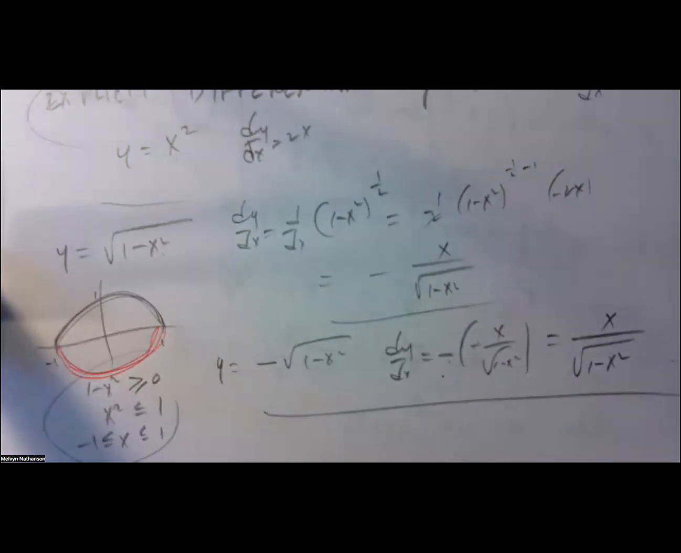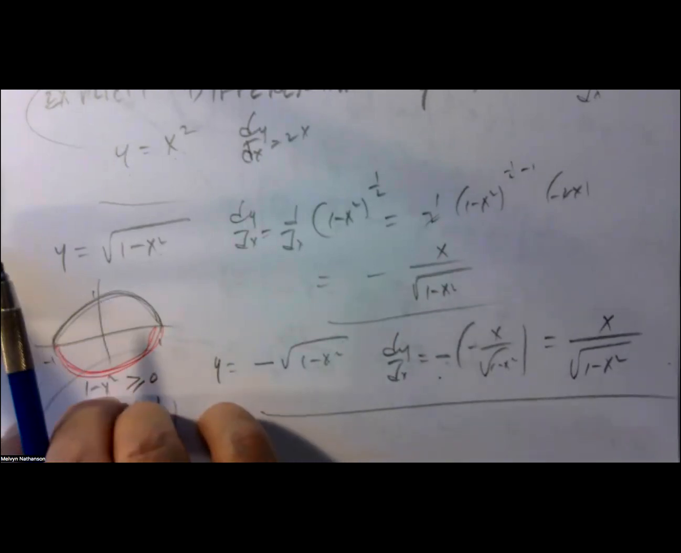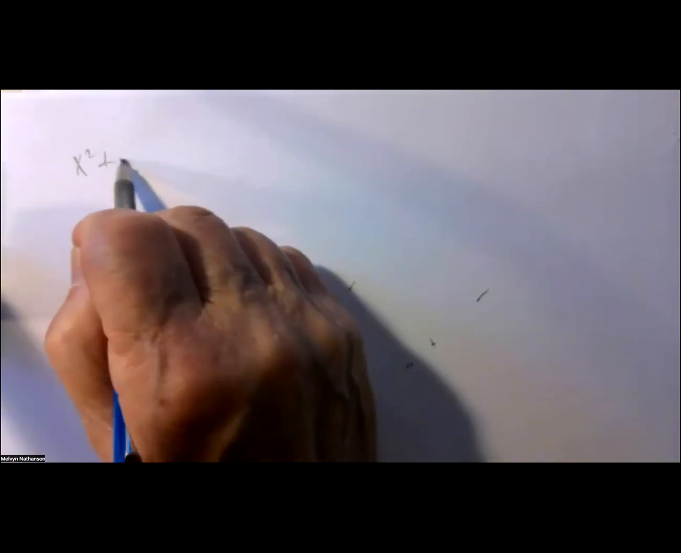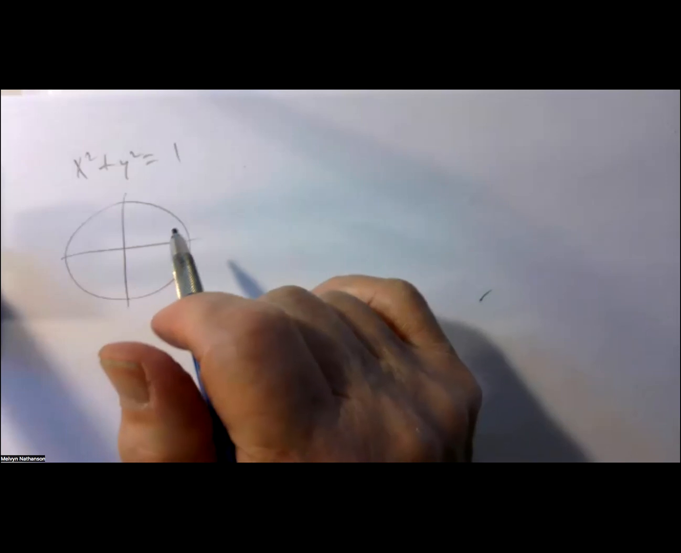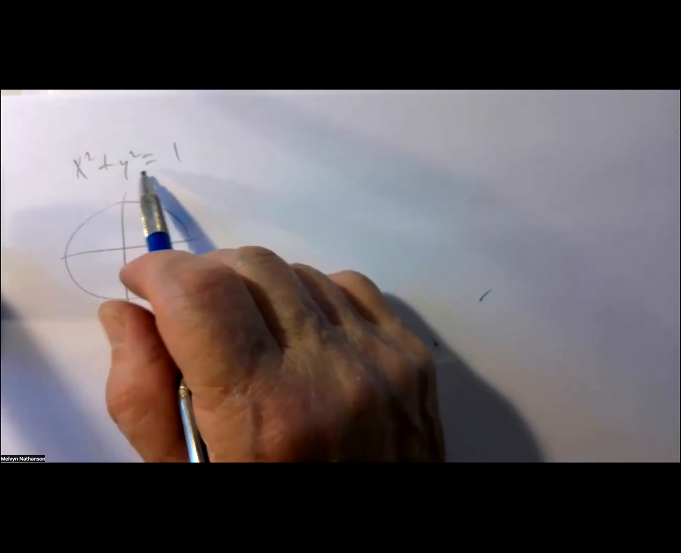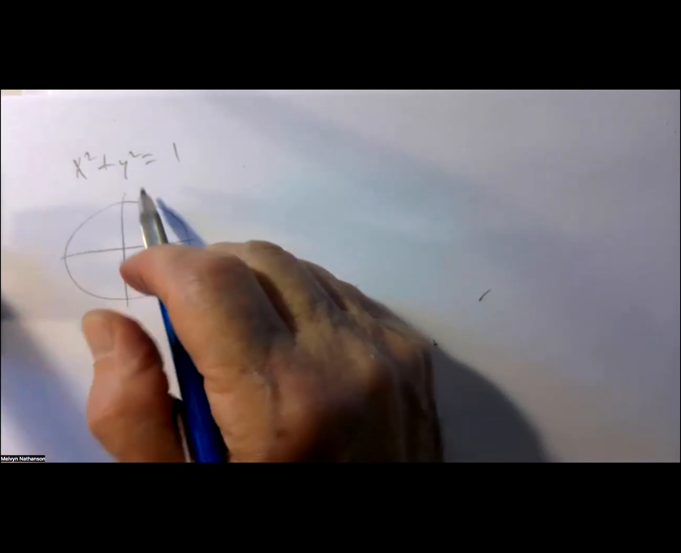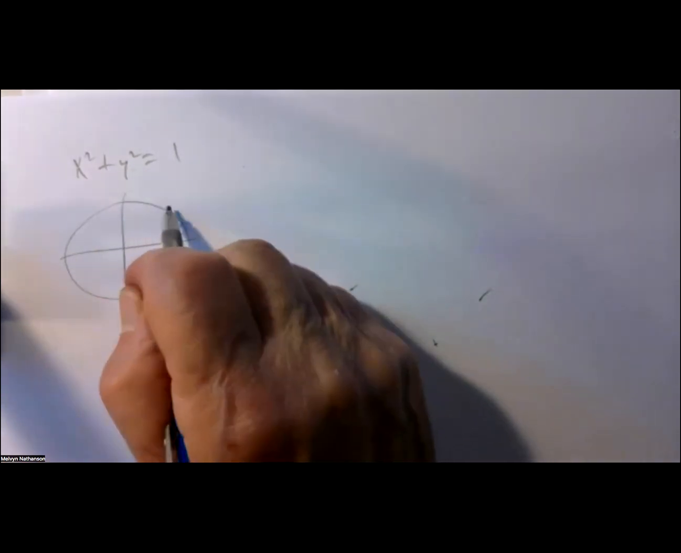What does implicit differentiation mean? Well, suppose we look at the circle as the graph of the equation x squared plus y squared equals 1. That's the circle. And I'm not solving explicitly for y, it's just that this is the graph of the circle, and every point on the circle satisfies this equation, and every point that satisfies this equation is on the circle.